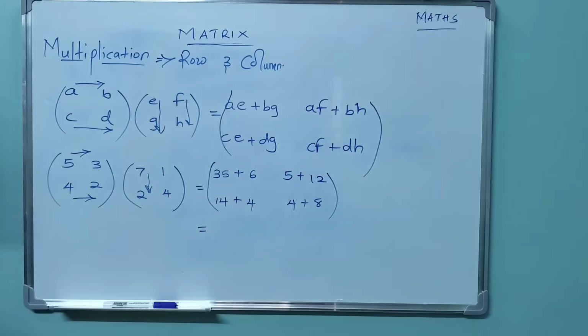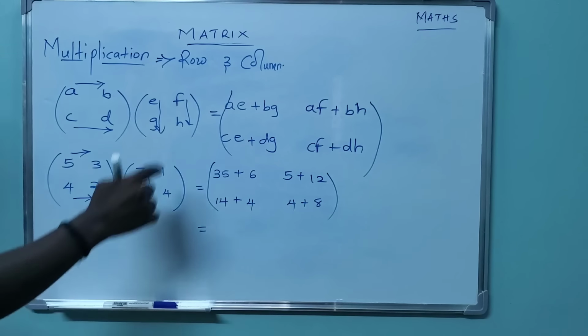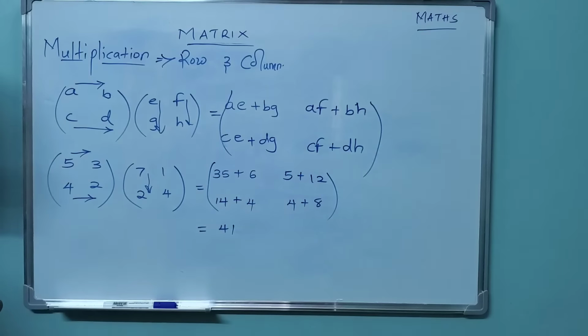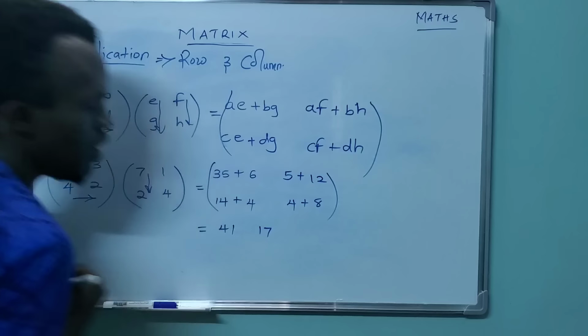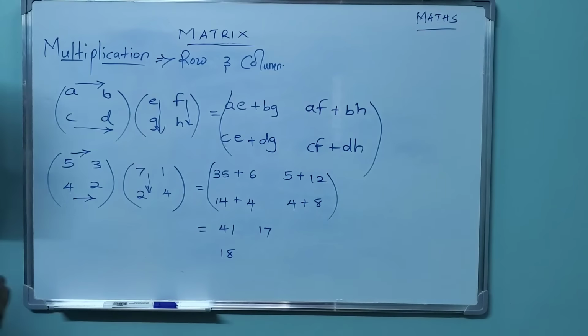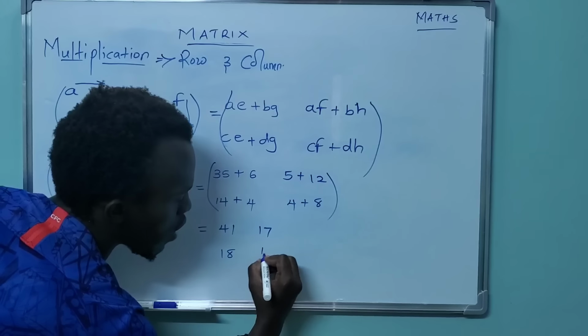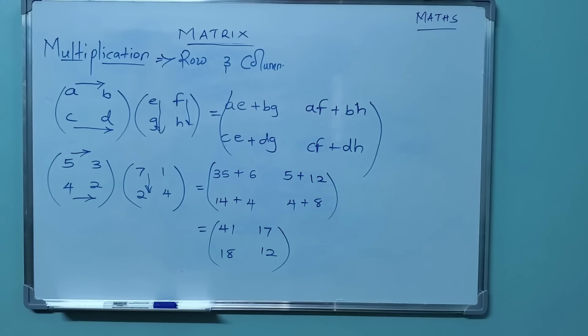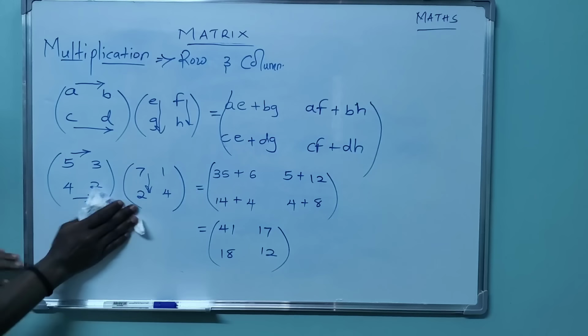Which means if I add that, I'm going to have 35 plus 6, I'm going to have there 41. 5 plus 12, I'm going to have there 17. 14 plus 4, I'm going to have there 18. Then 4 plus 8, I'm going to have there 12. And that is my multiplication of the matrix, as simple as such. Let us try another example. I'll just wrap this one.